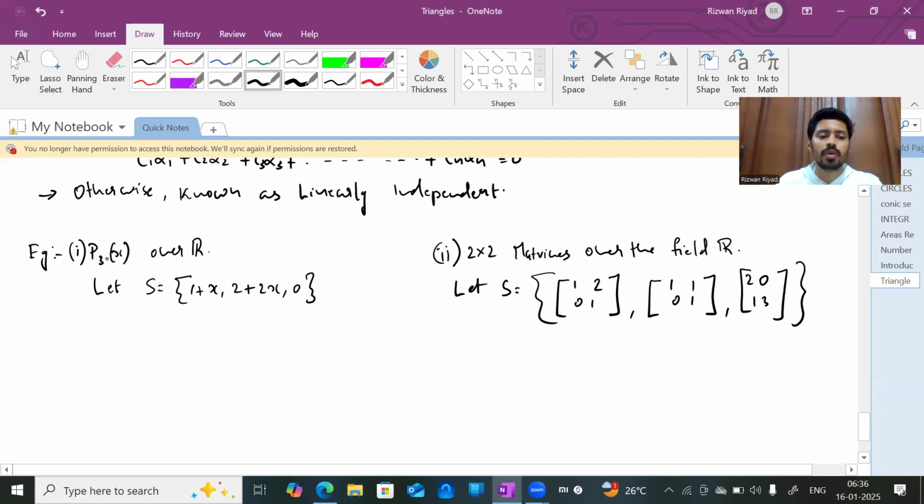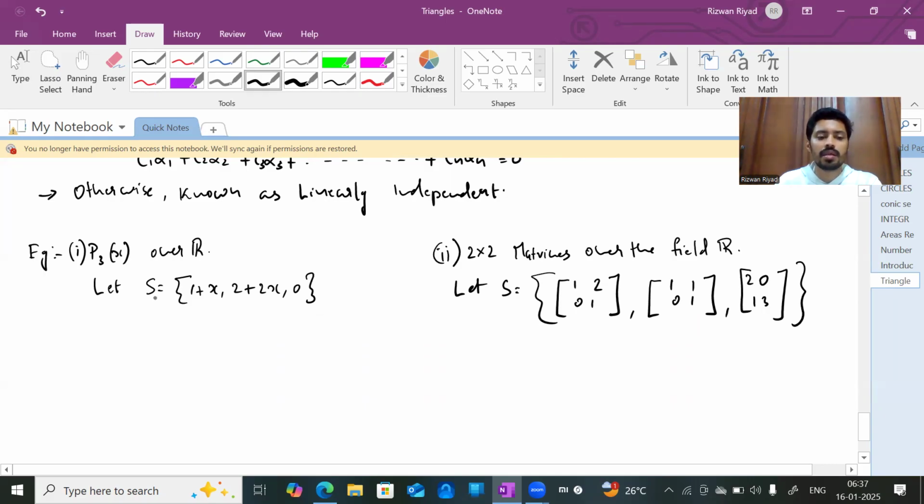See, suppose you have P3 of x over R. P3 of x means the set of all polynomials whose highest degree is 3. The degree is at most 3. So it includes all the polynomials whose degree is 3 and less than 3. Degree 2, degree 1, degree 0, all such polynomials are included here, but more than 3 is not allowed, at most 3. And here our field is R, the set of all real numbers.